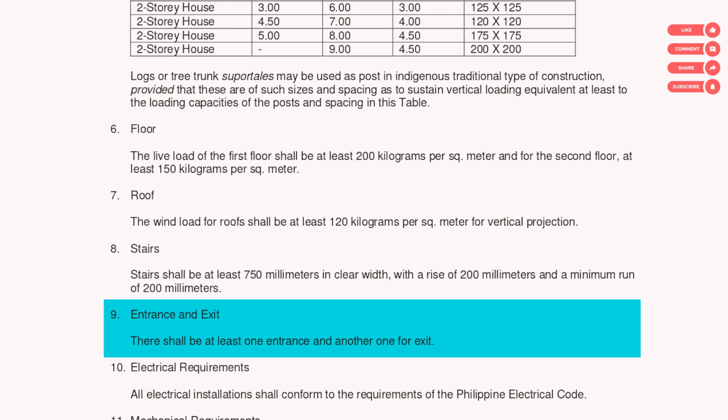Okay, entrance and exit. Provide at least one entrance, another exit. So this implies at least two doors for the house. Okay, isang entrance, isang exit. I've gotten this question several times in the past. The word another implies that there's more than one door. So I would say two.